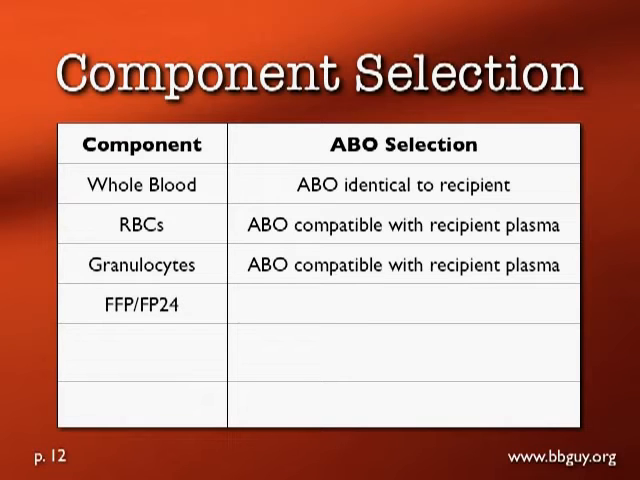FFP, on the other hand, you have to think the other way around. We're not transfusing red cells with FFP, so we actually want to protect the recipient's red cells. So you need to have those be ABO compatible with the recipient red cells as best you can.